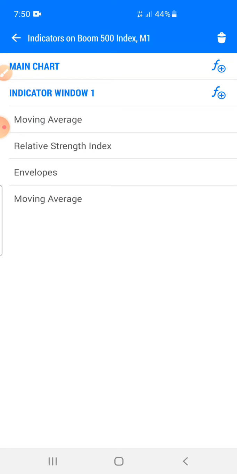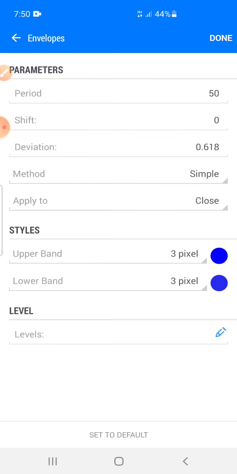The next one is, we have envelope period 50. We have shift 0. We have deviation 0.618. That's our envelope here. You have method simple, apply to close. You can see the color. You can also change the color to any color of your choice. Screenshot this, set it up this way.